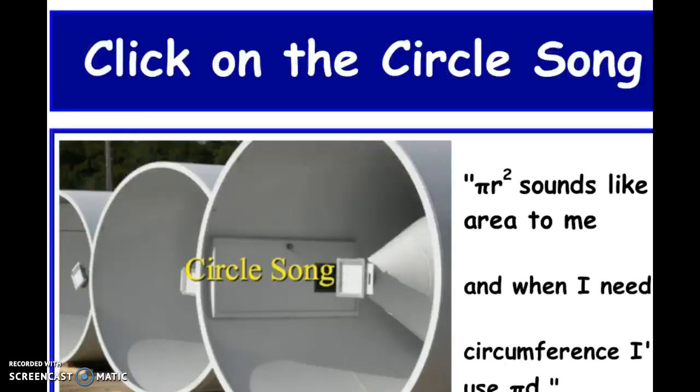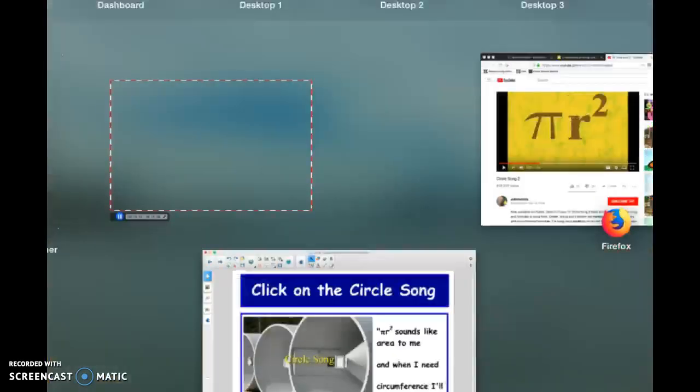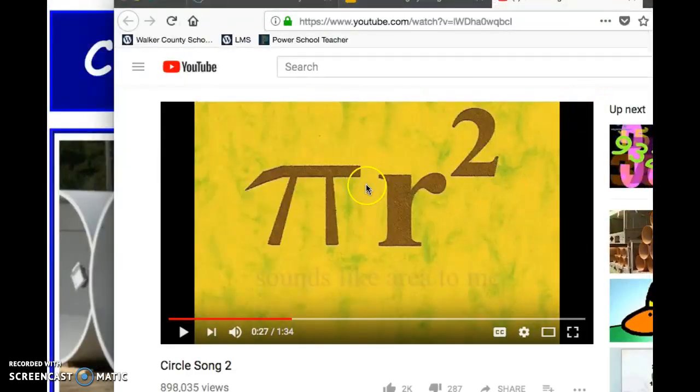Now, there's this wonderful song that I know y'all are so excited to learn. And I'm just going to play the chorus of it for you because the rest of it's pretty terrible. But it's one of those songs that I hope will help you remember your formulas. So here you go.